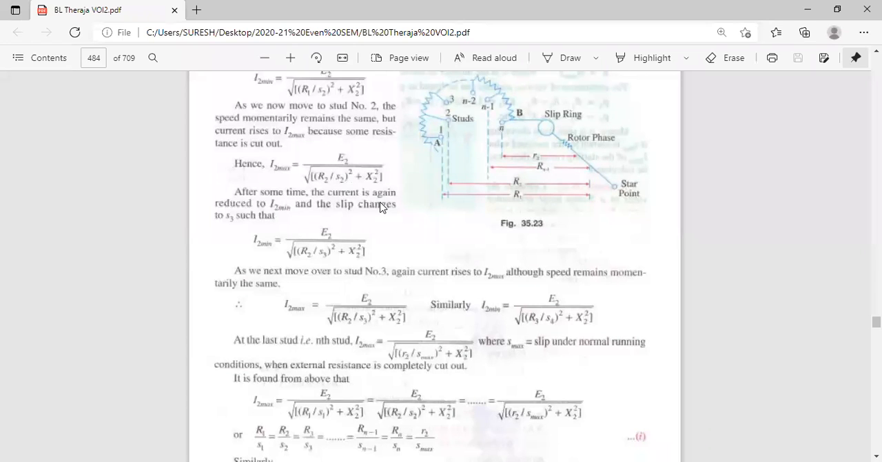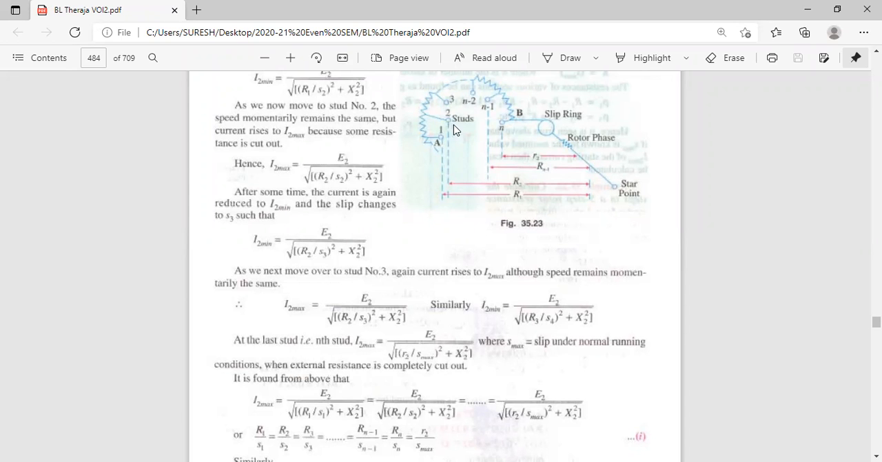Yes, sir. Okay. Small r2 is the rotor resistance per phase. X2 is the reactance of the rotor circuit per phase. Resistance and reactance, because this is the winding. Winding contains both resistance and reactance.